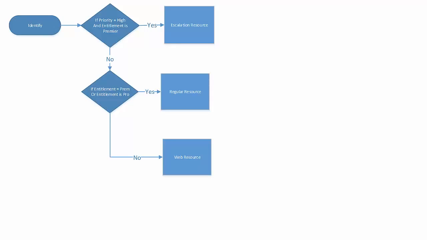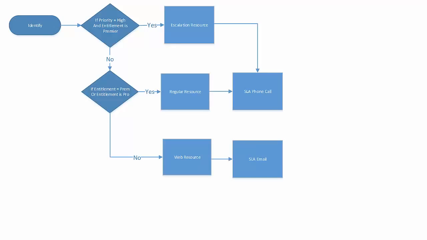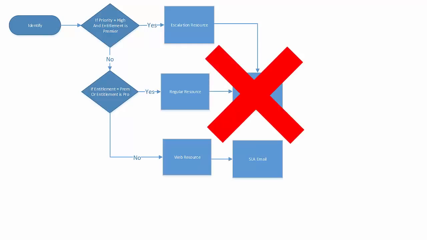Now the next part of this process is that the engineer gets in contact with the customer and meets the SLA. For our premier and professional entitlements, the engineer should be doing so with a phone call. For other customers, the web resource should be sending out an SLA email. This type of branching is incorrect. All branches must merge at a single stage.